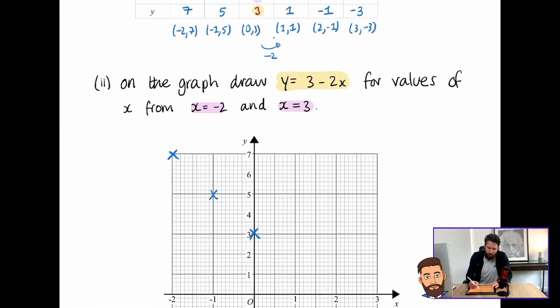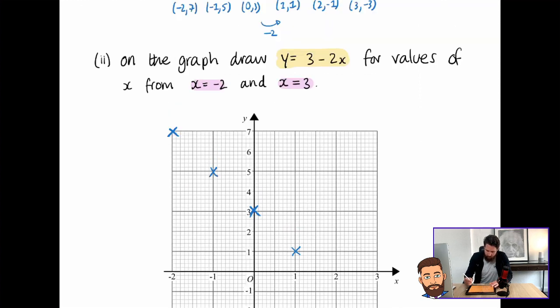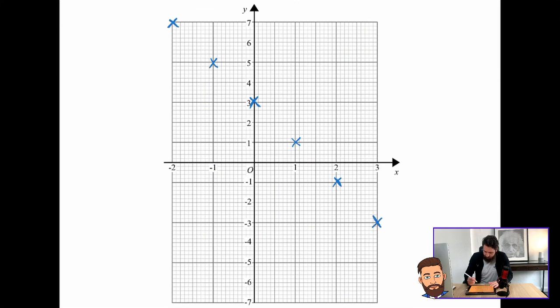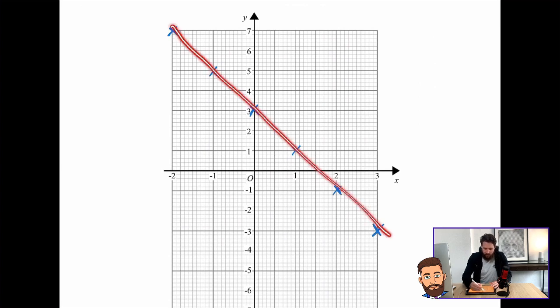The next coordinate would be 1, 1. So across 1, up 1, so just there. 2, -1, so across to 2, down to -1, so there. And the last one would be 3, -3, which would be that point there. And as you can see, we've made a perfectly straight line that we can connect with a ruler through the points to create our straight line, which was y = 3 - 2x.